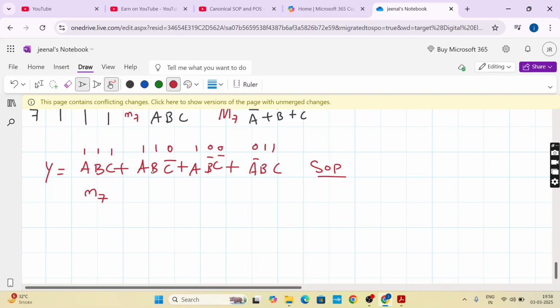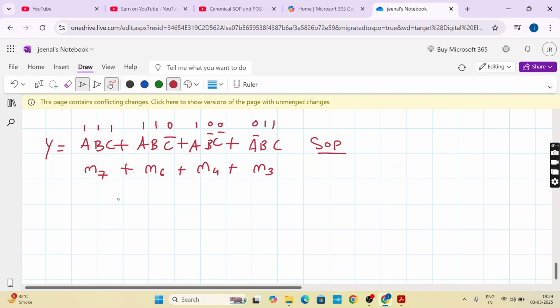1 1 0 is 6, so small m suffix 6. 1 0 0 is small m suffix 4 and 0 1 1 is small m suffix 3. Right? And I have addition between these terms. Now what can I do? I can take m common outside.